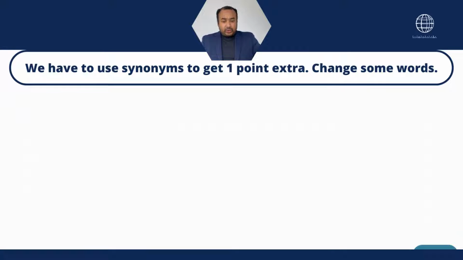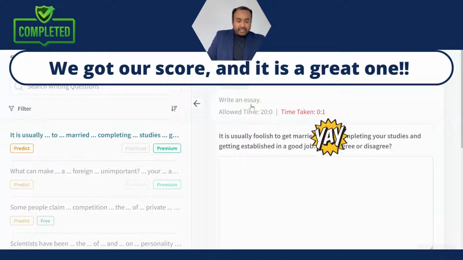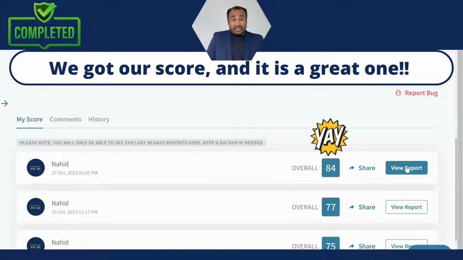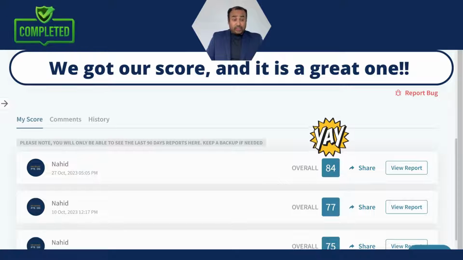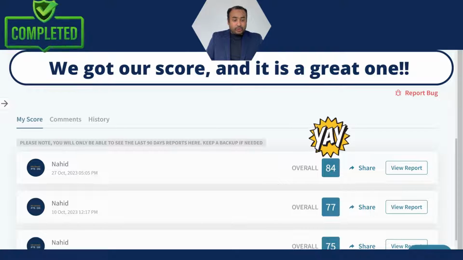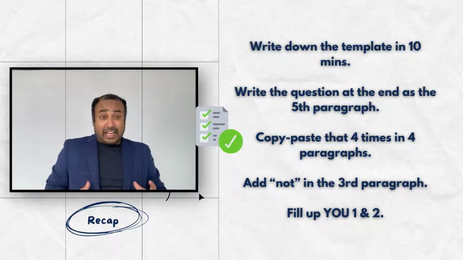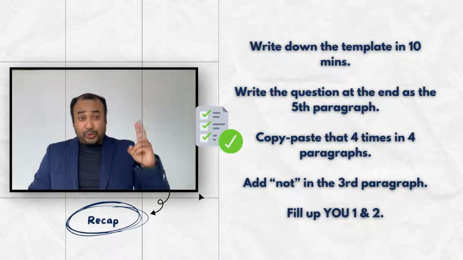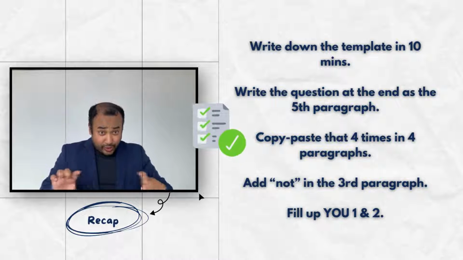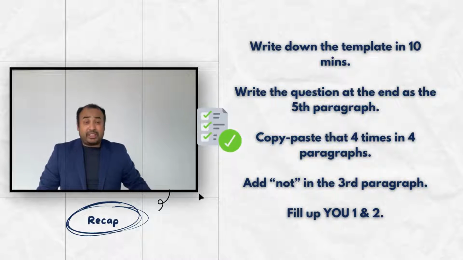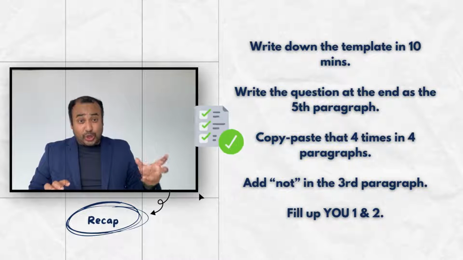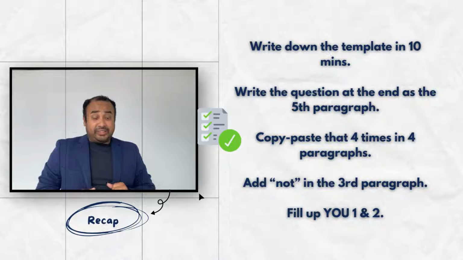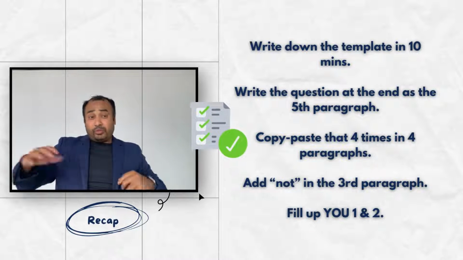Okay, the score. As you can see on your screen, I finished writing, and the score I got was 84. Not too bad actually. So just quickly repeating what you are supposed to do. Number one, write the template down. It's going to take 10 minutes. Number two, write the question in the 5th paragraph, copy paste 4 times. On the 3rd paragraph, change it to not. Make the question into a negative. And then you're pretty much done.